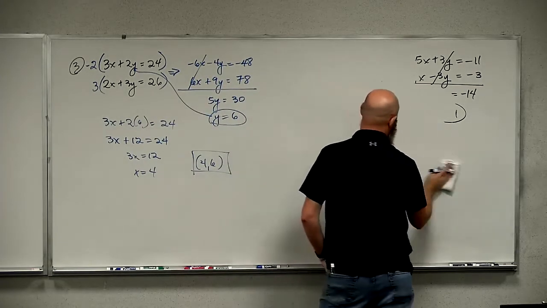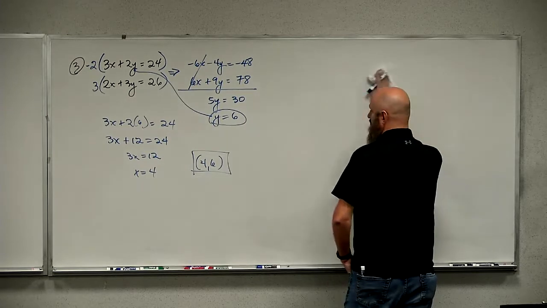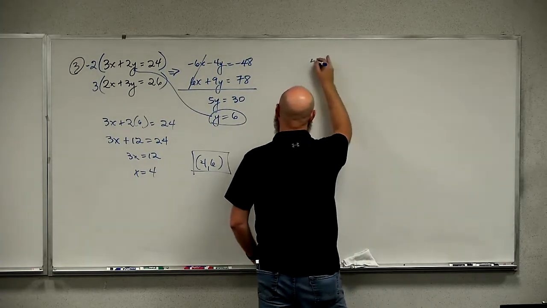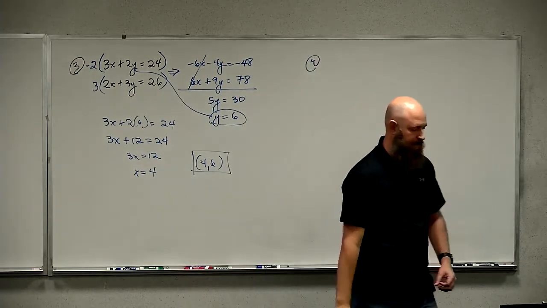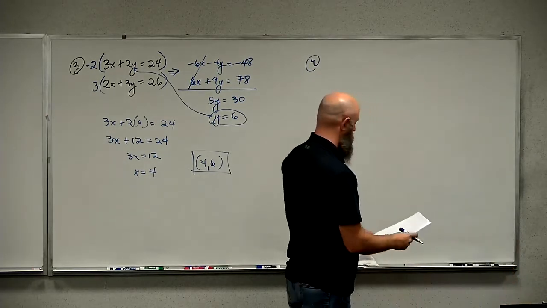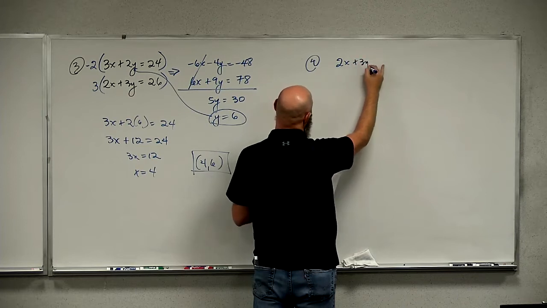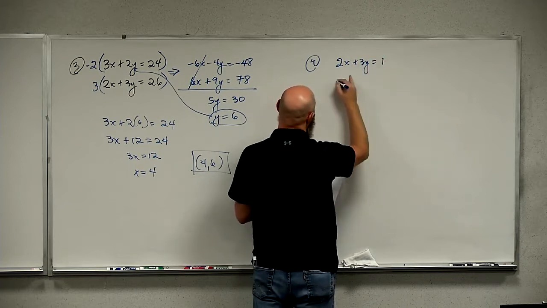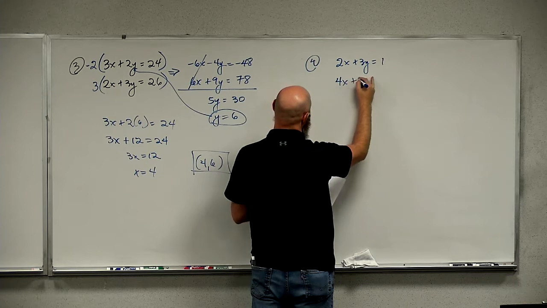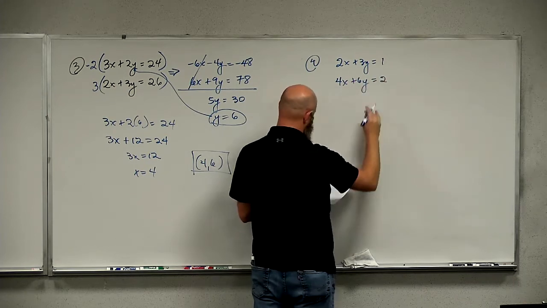Okay. Number 4. 2x plus 3y equals 1. 4x plus 6y equals 2.